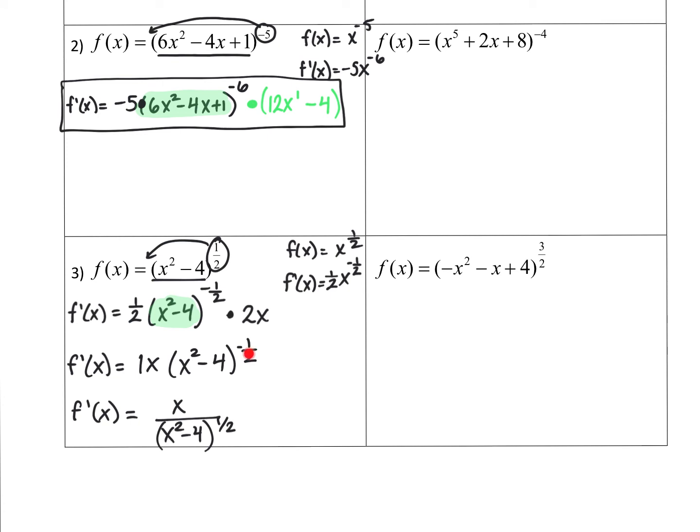I'm just taking a negative exponent, bringing it downstairs. And if I wanted to change this into a radical, we could say the derivative is x over the square root of x squared minus 4. Now, you won't have to do that. It's just good practice to try with your algebra skills. So this answer up here would have been totally fine. Okay?